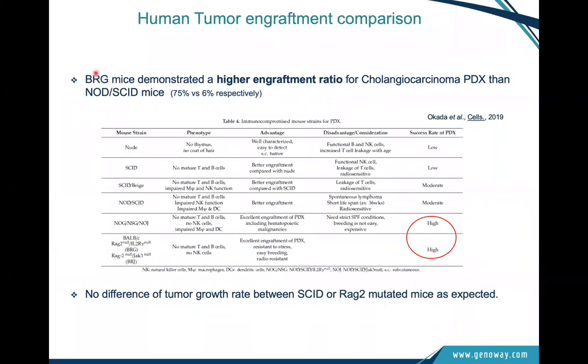They compare this background to the NOD scale. And they engrafted cholangiocarcinoma PDX in those mice. And as you can see, the take rate is 75% versus 6%. So this suggests that they have a much greater take rate when compared to this, which makes sense because here there is indeed no NK cell, whereas here there's still NK cell.